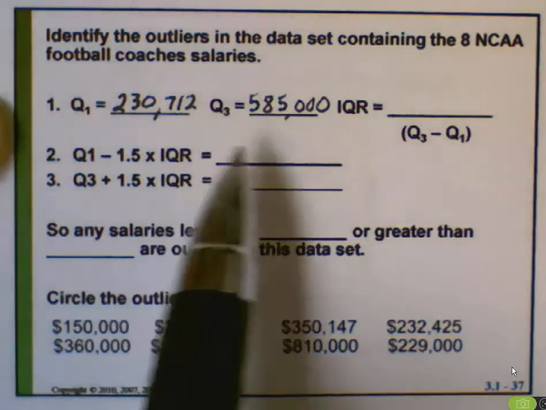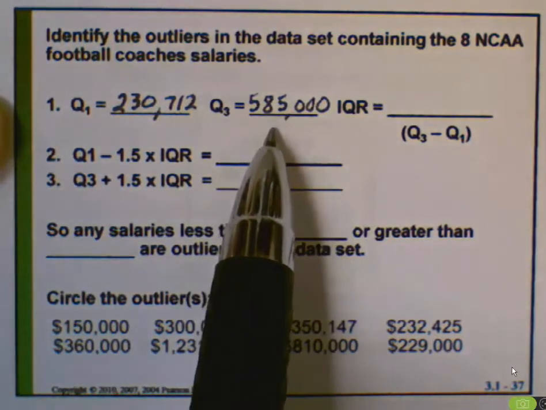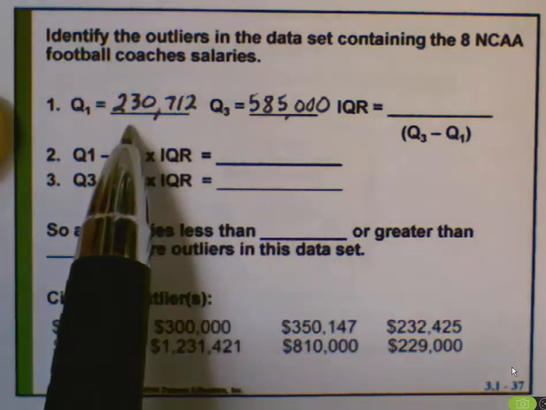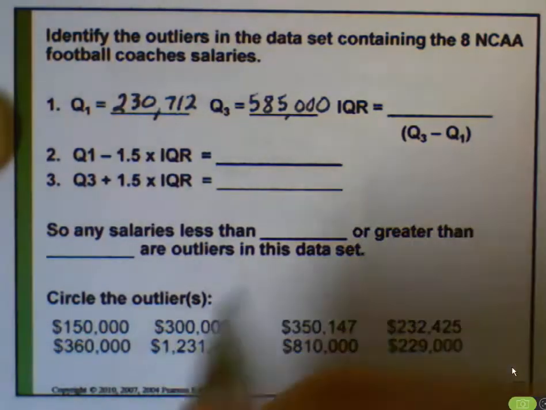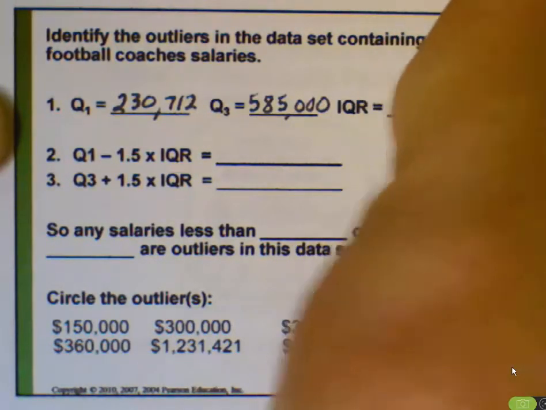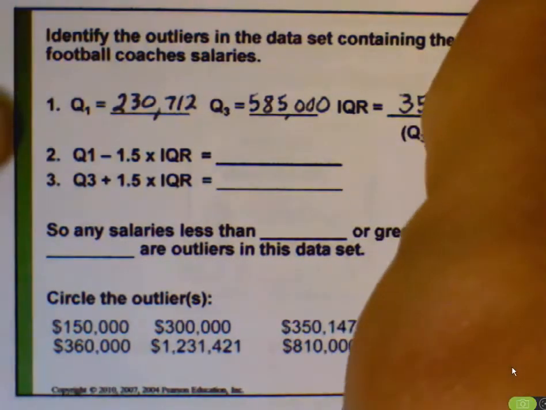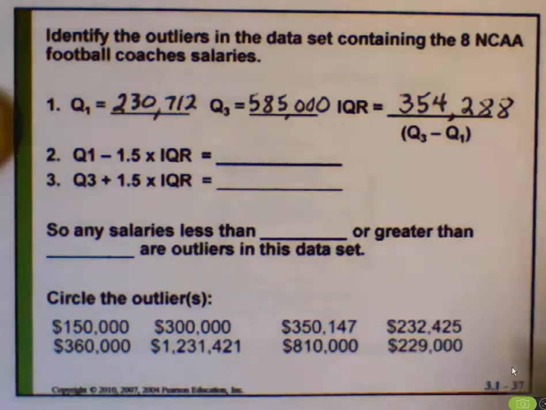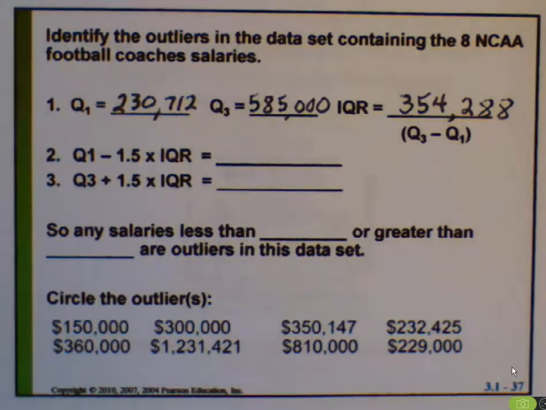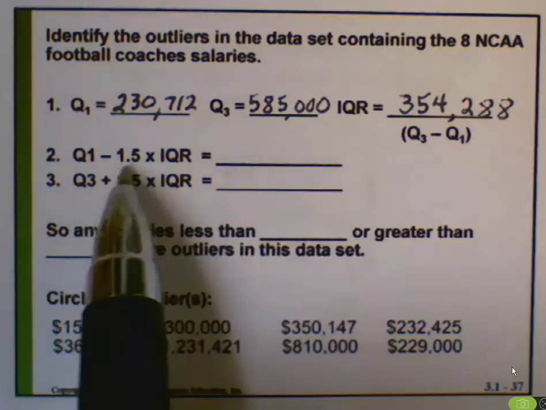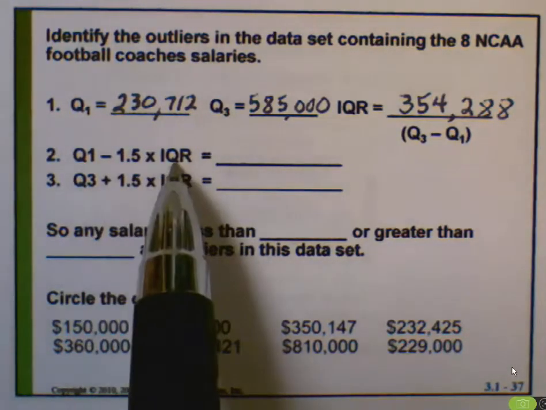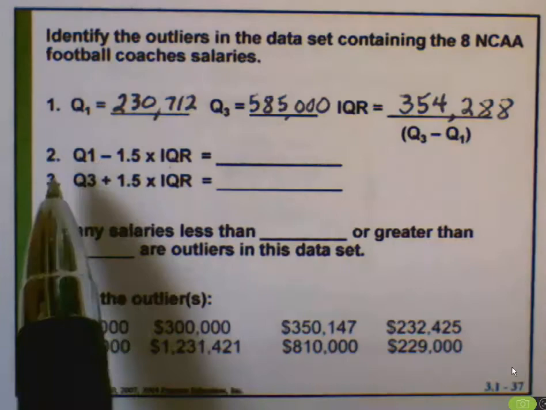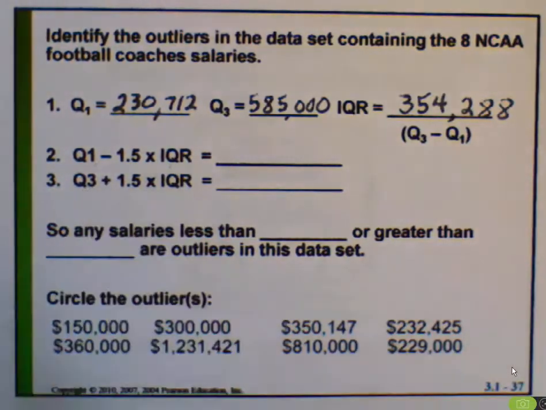And so the interquartile range is $585,000 minus $230,712. That's a difference of $354,288. That's Q3 minus Q1. Then we need to find 1.5 times that. Take that product, subtract it from Q1, and add it to Q3.